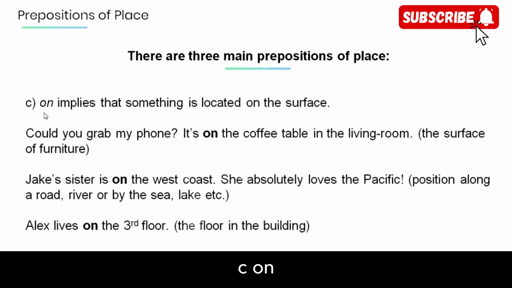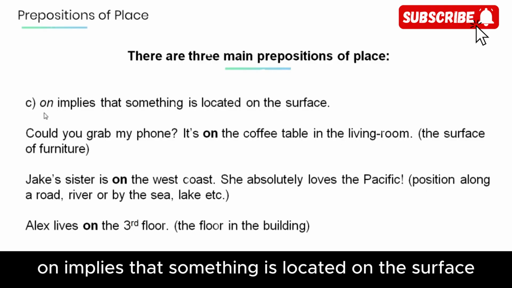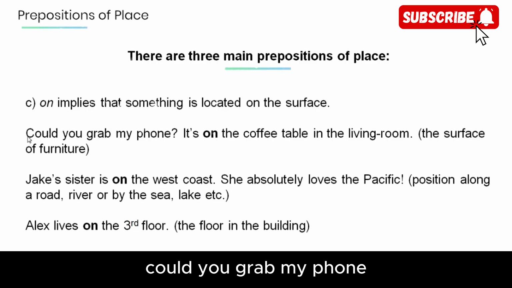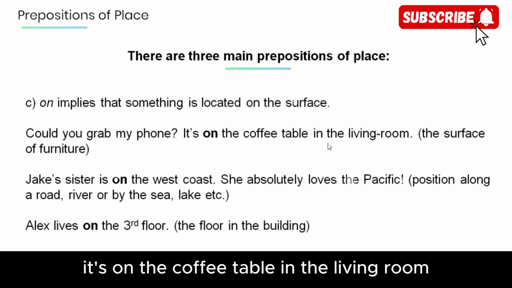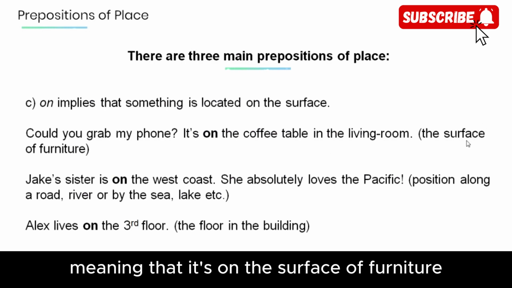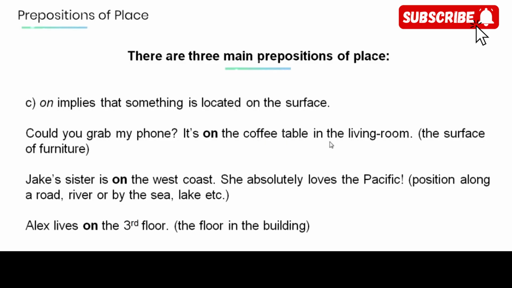C. On. On implies that something is located on the surface. Have a look at the examples below. Could you grab my phone? It's on the coffee table in the living room, meaning that it's on the surface of furniture, coffee table.